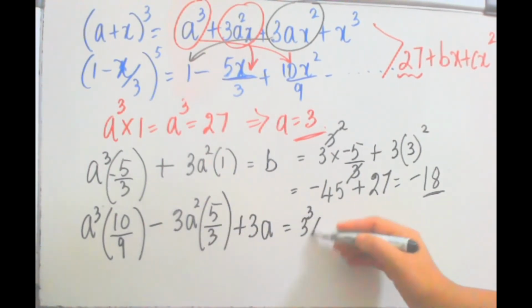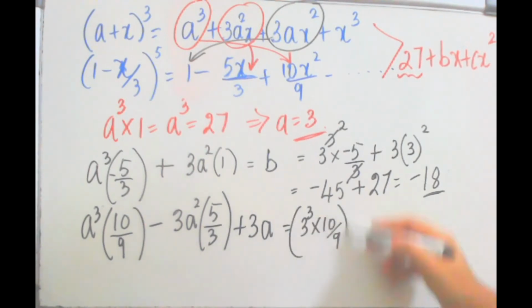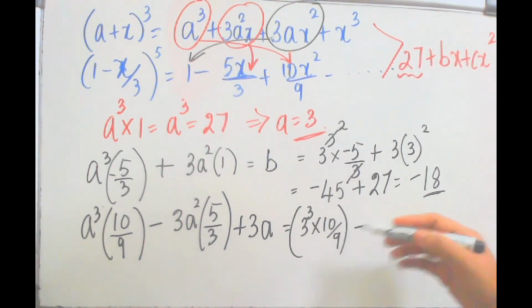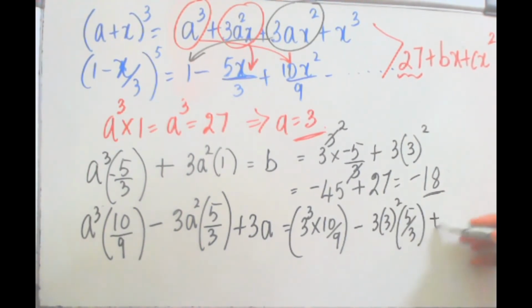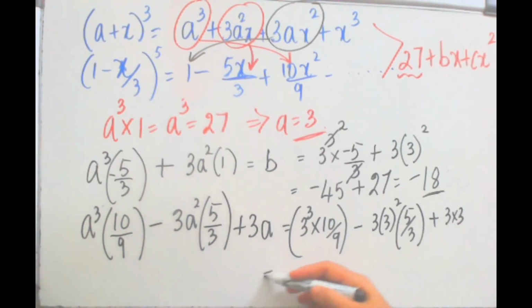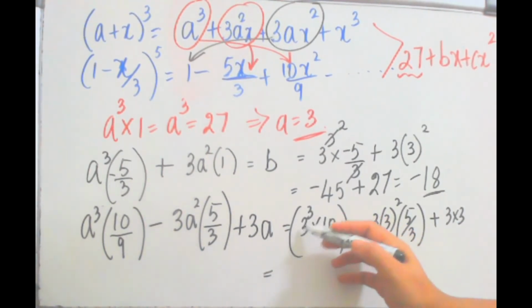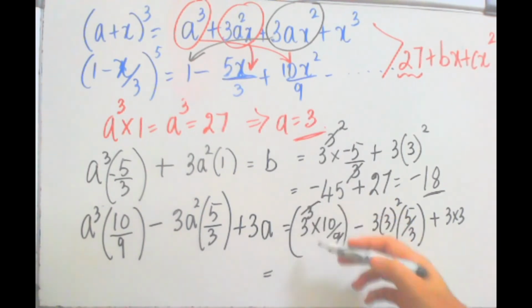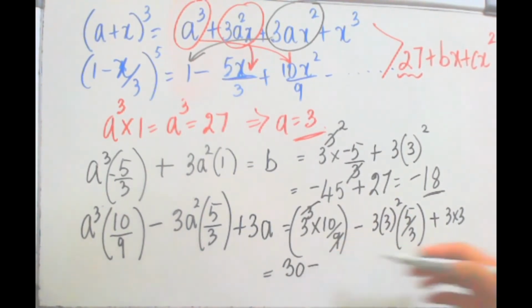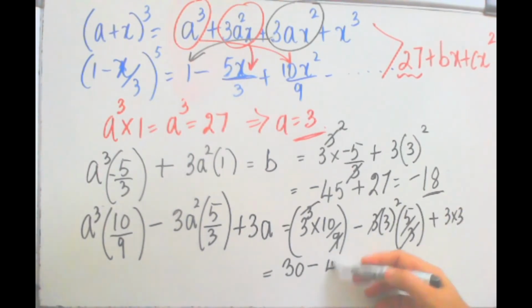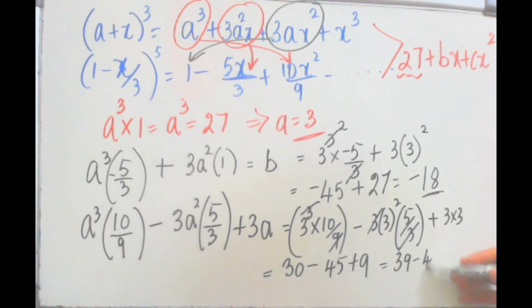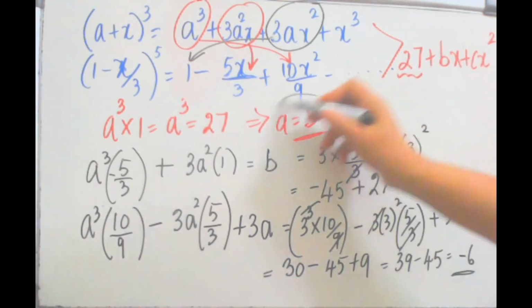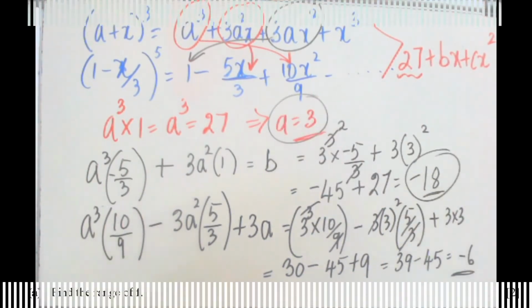3 cube multiplied by 10 over 9, minus 3 into 3 square into 5 over 3, plus 3 into 3. So as you can see here, 9 into 3, 9 cancels with this, leaves us 30. Minus 3 cancels, 45, plus 9. So it is 39 minus 45, which gives us negative 6. So our a value is 3, b is negative 18 and c is negative 6.